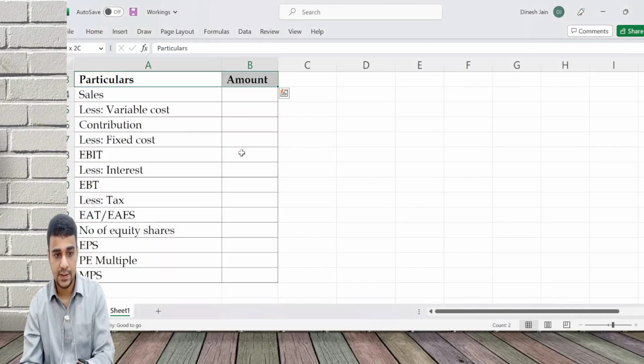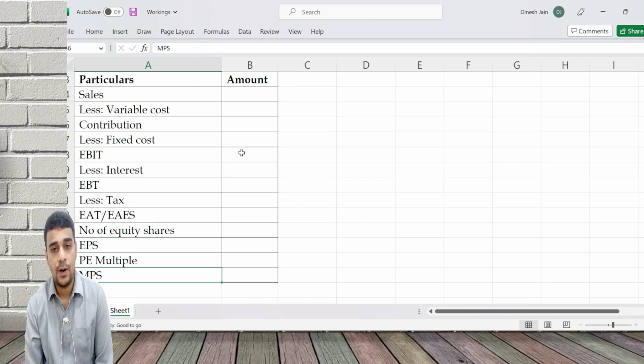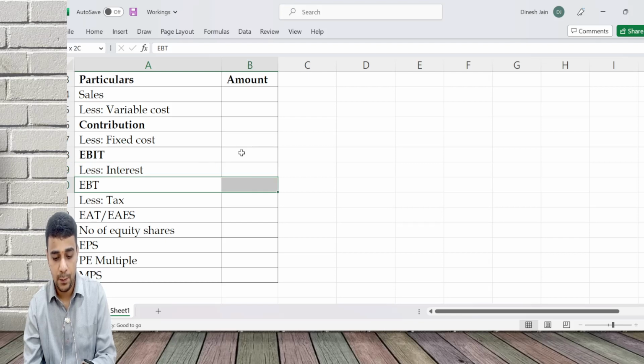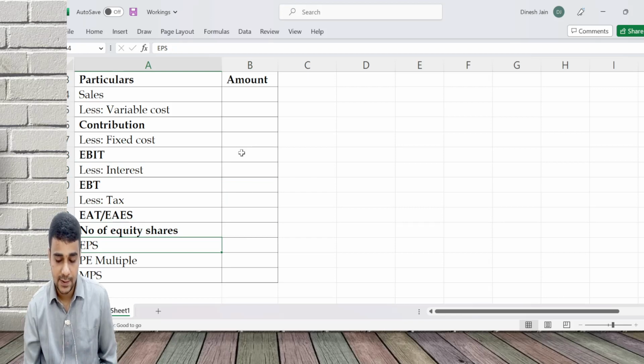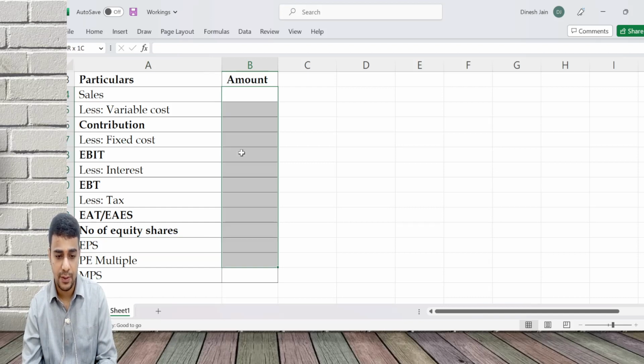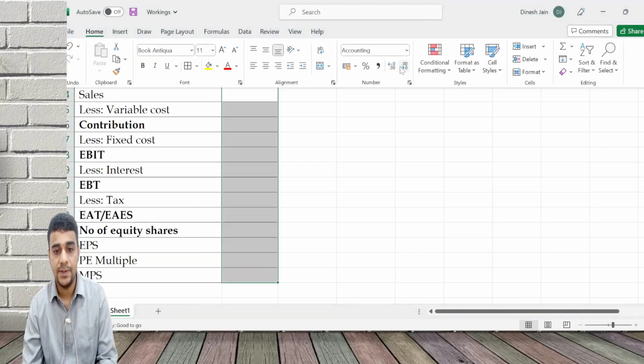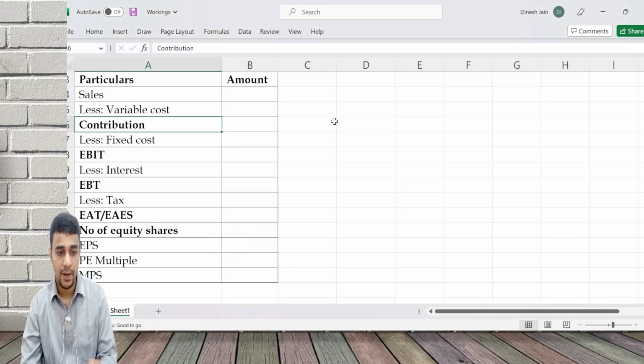Profit and loss statement starting with sales less variable cost, contribution less fixed cost, EBIT less interest, EBT, less tax, EAT or EAES, number of equity shares, EPS, P multiple and MPS. We'll capture whatever data is available first and then try to compute the missing information. First, let's write the format, starting from sales till MPS.